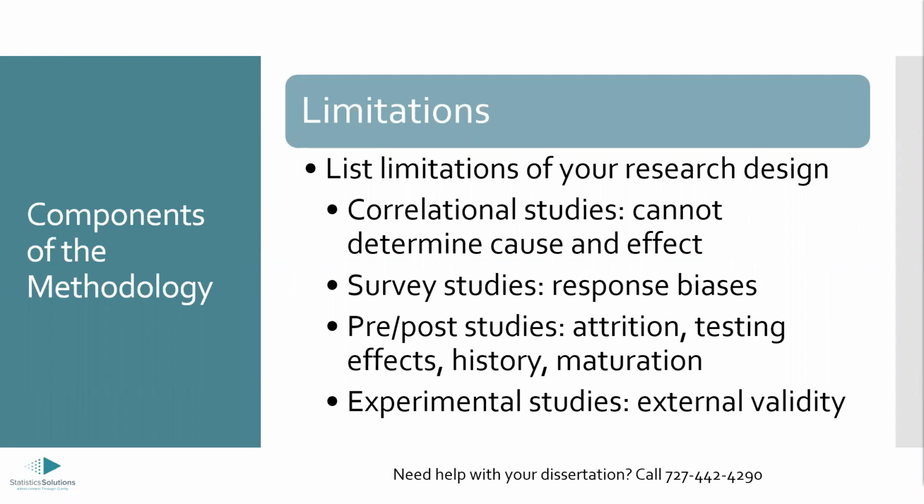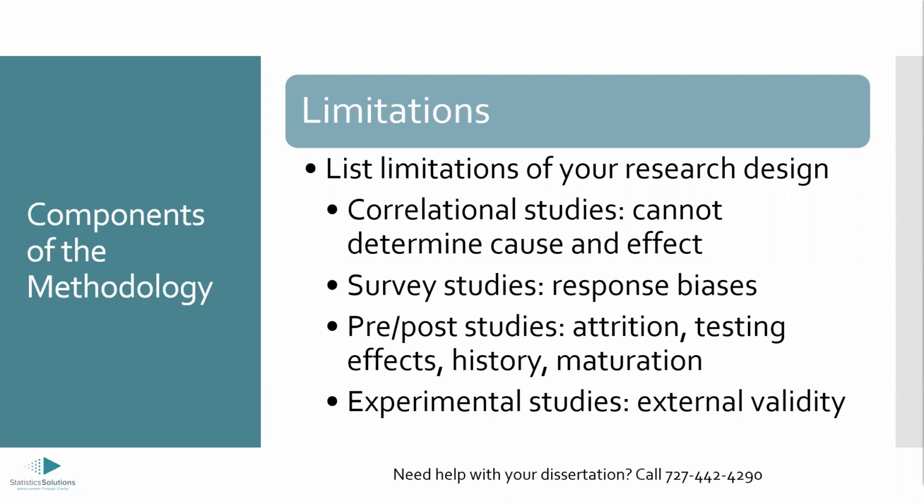So there are certain limitations associated with each type of quantitative research design. So for instance, in correlational studies, the main limitation is that you can't determine cause and effect from a correlational study. If you're doing some kind of a survey study, you may have to worry about different types of response bias, such as social desirability bias. So you may need to talk about different types of response bias as a limitation in a survey study.